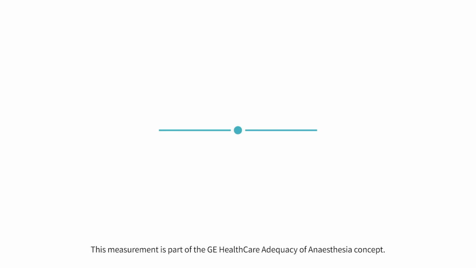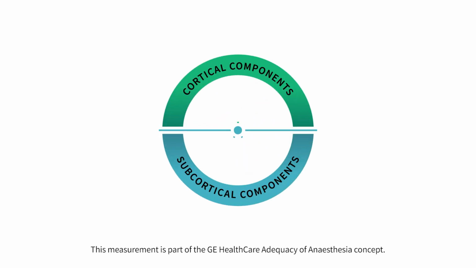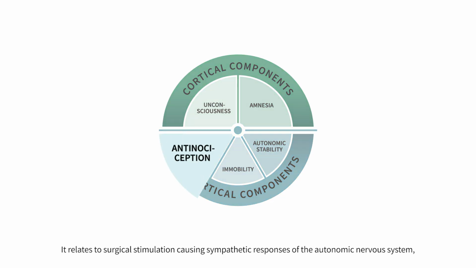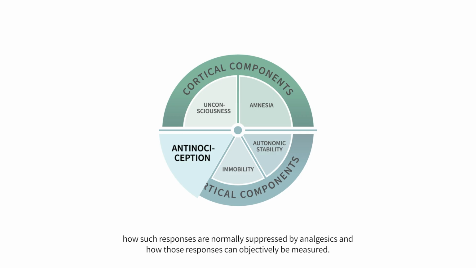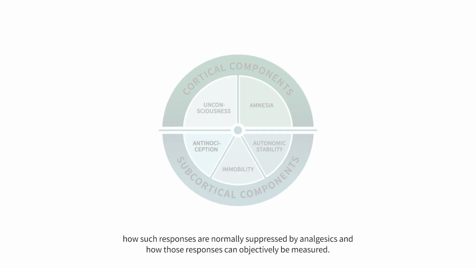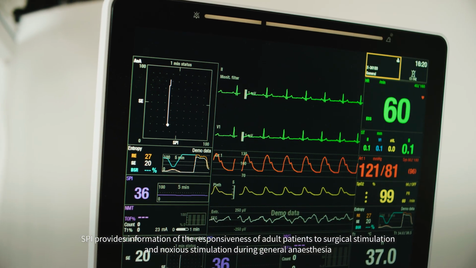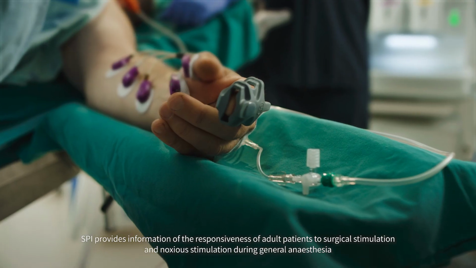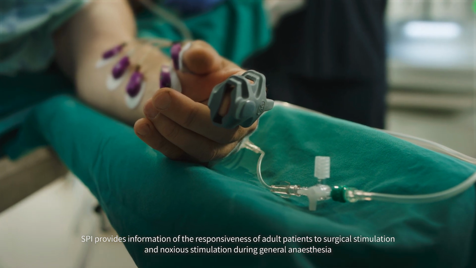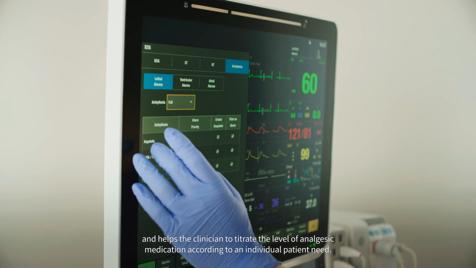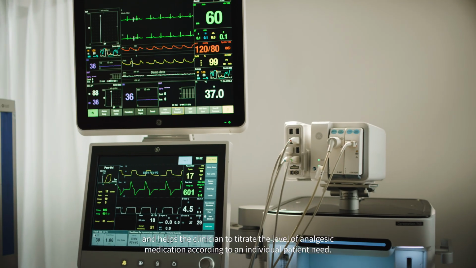This measurement is a part of the GE Healthcare Adequacy of Anesthesia concept. It relates to surgical stimulation causing sympathetic responses of the autonomic nervous system, how such responses are normally suppressed by analgesics, and how those responses can be objectively measured. SPI provides information of the responsiveness of adult patients to surgical stimulation and noxious stimulation during general anesthesia, and it helps the clinician to titrate the level of analgesic medication according to an individual patient need.